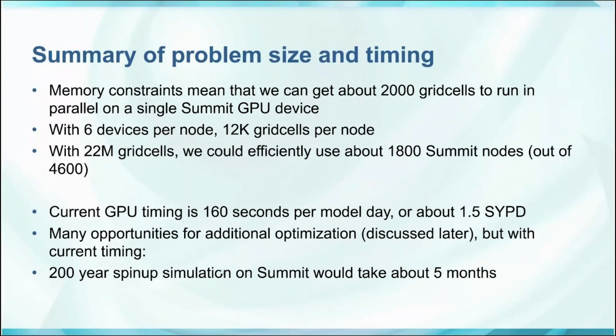So where we are today with our performance tuning is that we can do a 200-year spin-up simulation on Summit in about 5 months. And that's much longer than we would like, but we still have many opportunities to explore there for additional optimization. I'm going to talk about that in just a minute. And looking at our time here, doing okay.